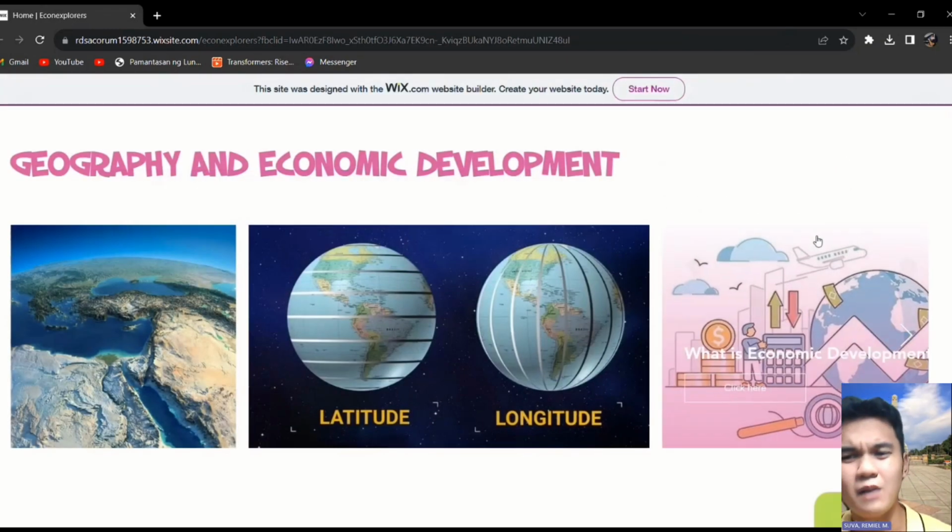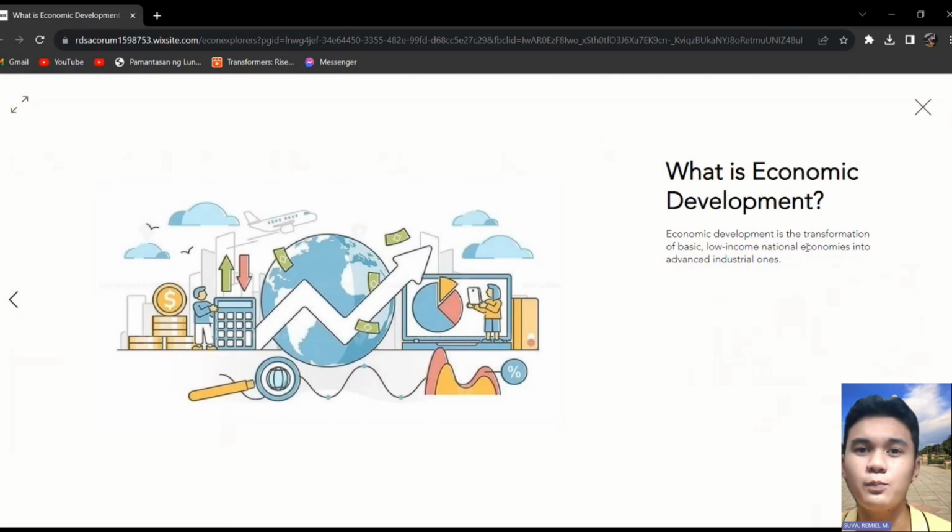Now, what is economic development? Economic development is the transformation of basic low-income national economies into advanced industrial ones. While it's occasionally used interchangeably with economic growth, it primarily refers to a shift in a country's economy involving both qualitative and quantitative enhancements. The theory of economic development, which explores the progression from underdeveloped and impoverished economies to more advanced and prosperous ones, holds great significance for less developed nations.